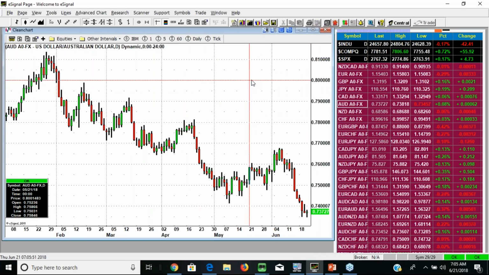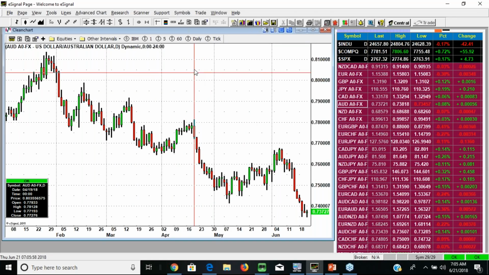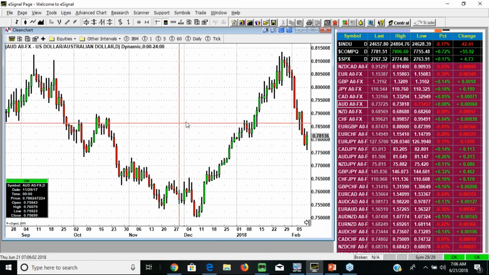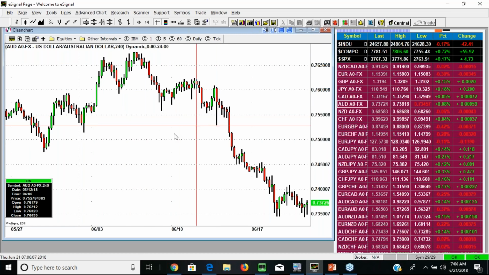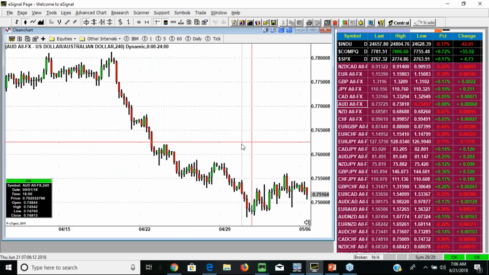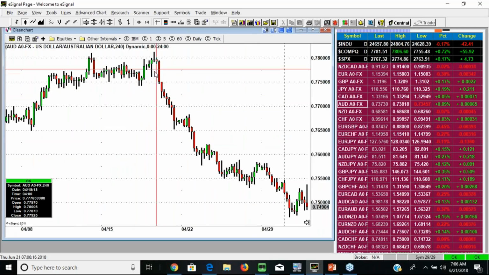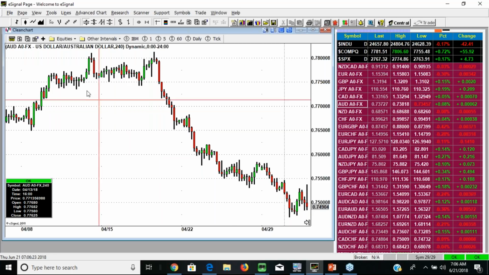Let's look at Aussie to see if we have any engulfing candles. This is kind of like an engulfing candle, but not perfect. This is kind of like an engulfing candle. On 4-hour charts, not really seeing any engulfing candles, but this is a really nice bearish setup that we saw earlier.